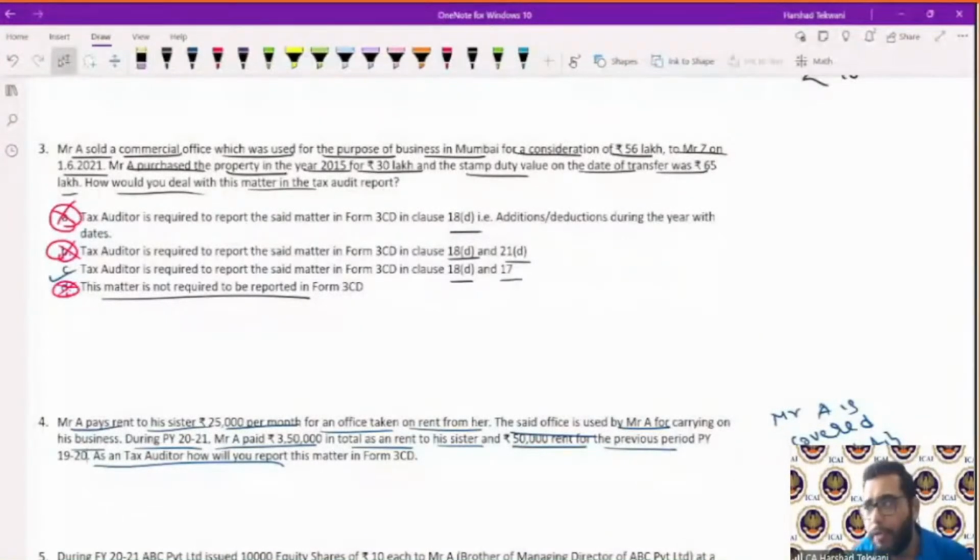These are pretty simple questions, but again, this is a direct application of the provision. There is nothing difficult in this. If you can directly apply the provision, if you can directly correlate, it will be solved in a minute, not more than that even.